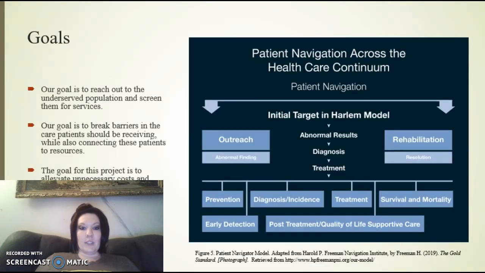Some of our goals include reaching out to the underserved population and screening them for services, breaking barriers in the care patients should be receiving while also connecting these patients to resources, and alleviating unnecessary costs and resources used to see patients that could be seen by their primary care physician. According to the Boston Medical Center, the patient navigator is utilized as a barrier-focused intervention.